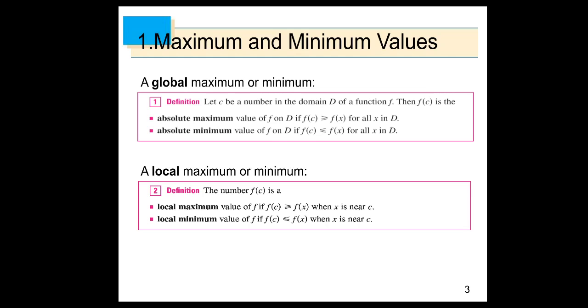Similarly, the number f of c is a local minimum value if f of c is less than or equal to f of x when x is near c, right? I hope it makes sense because it's really easy and we have already talked about it.